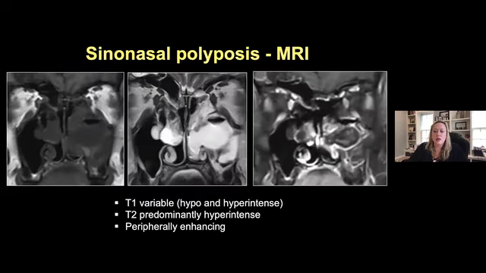Due to occasional inspissated secretions on T1 weighted images, you can often see variable areas of low and high signal, as in this case. But on T2 weighted images, benign polyposis should be predominantly very T2 hyperintense and very watery, and non-enhancing centrally, maybe with thin peripheral enhancement of the inflamed mucosa.